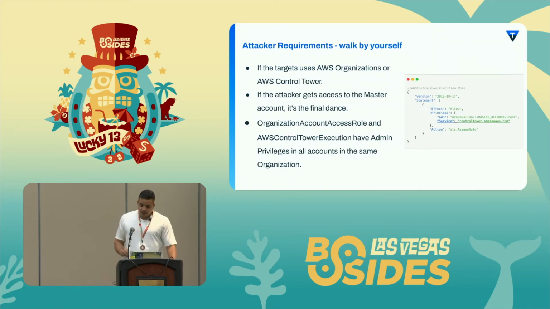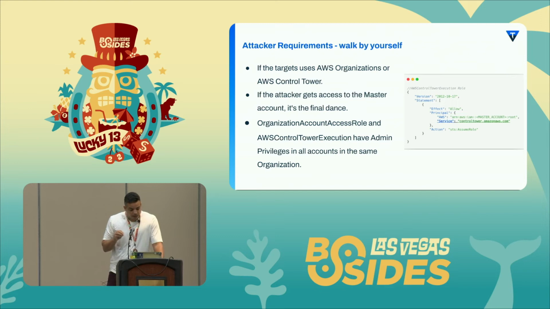And the third trick, actually: if the target uses AWS Organizations or AWS Control Tower, the role that AWS Organizations and Control Tower create on the child accounts has a well-known name. It's called OrganizationAccountAccessRole. And for Control Tower it's AWSControlTowerExecution. And they have admin privileges in the child accounts by default.